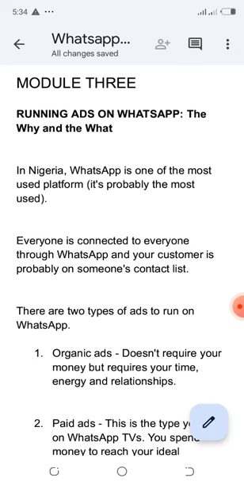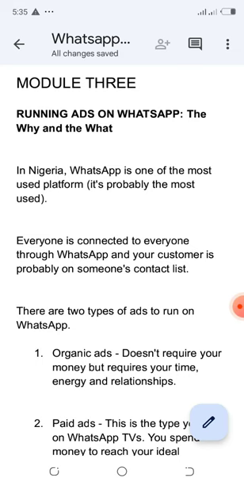even if you're a teacher, a lot of people teach lessons on WhatsApp. Some people help students, children, to do their homework and stuff. So whatever you do, whether you're a graphic designer, you sell services, not really products. So this is about running ads on WhatsApp: why we run ads on WhatsApp, and what running ads on WhatsApp actually entails.